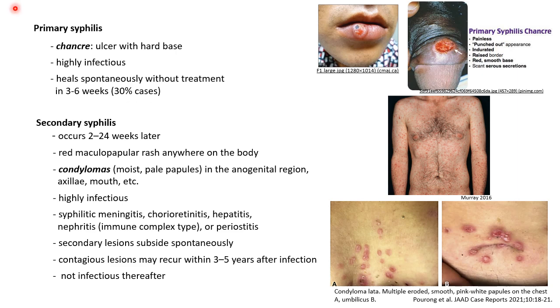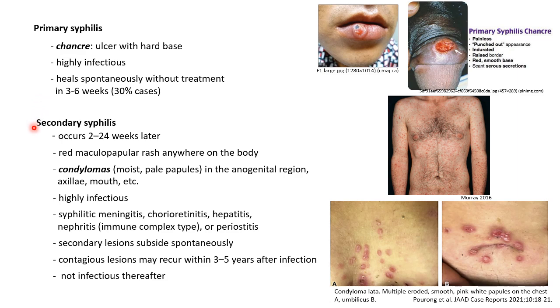The following are the stages in syphilis. The primary syphilis is characterized by the presence of lesions called chancre, and this is an ulcer with a hard base. The figures here show examples of the lesion, and it is described to be painless with a punch-out appearance, indurated with raised border and also red smooth base. It is said to have scanty serous secretions. The lesion is highly infectious. In 30% of the cases, the chancre can heal spontaneously without treatment in 3 to 6 weeks.